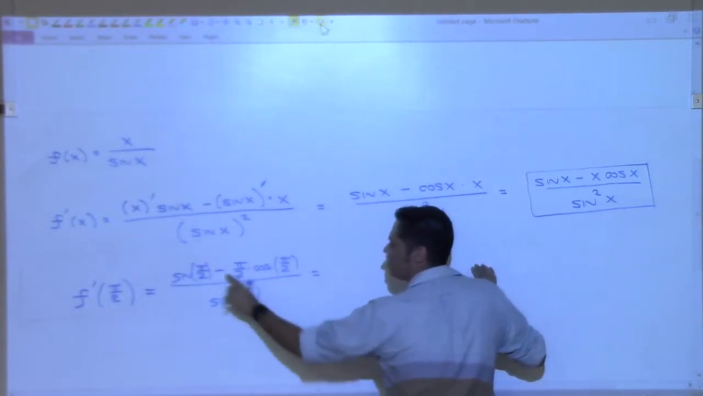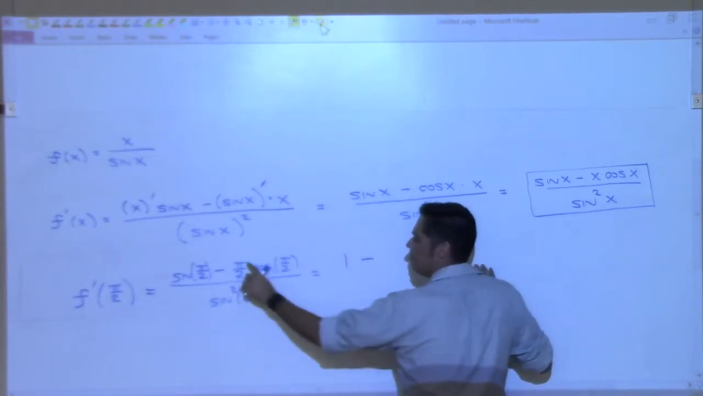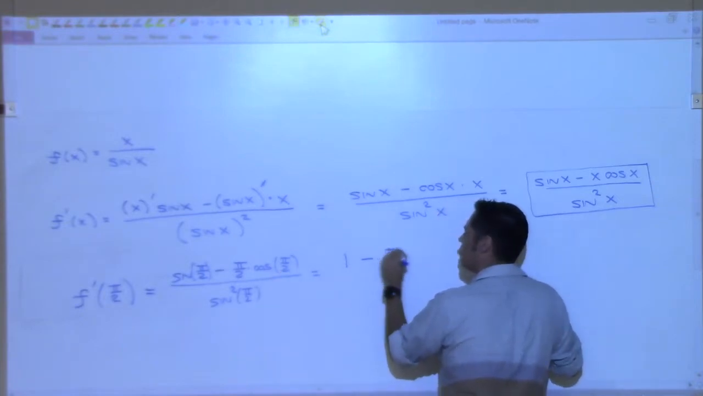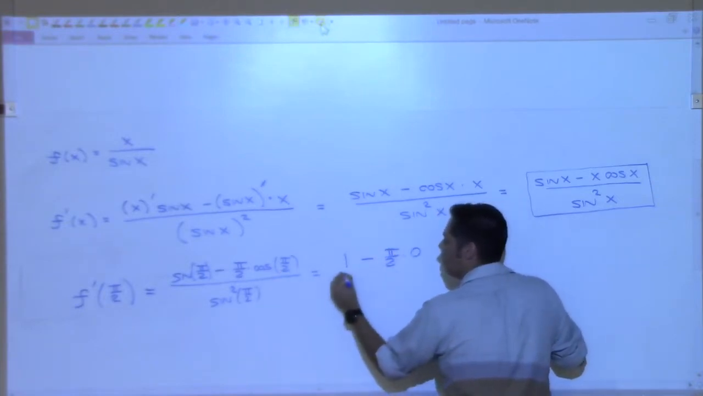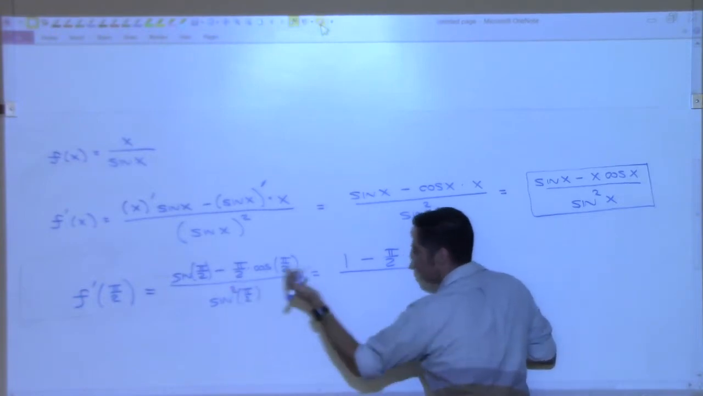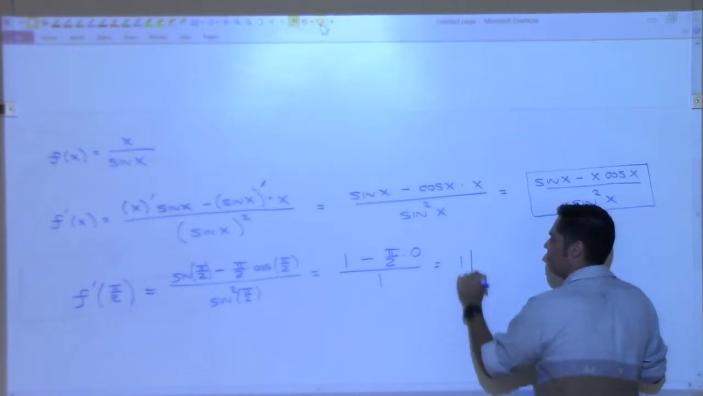So what's sine of pi over 2? 1 minus pi over 2. What's cosine of pi over 2? 0. So that's going to be pi over 2 times 0. And then all of that over, we already said sine of pi over 2 is 1, and then we square it, so 1 squared is 1. So what's our answer? 1.